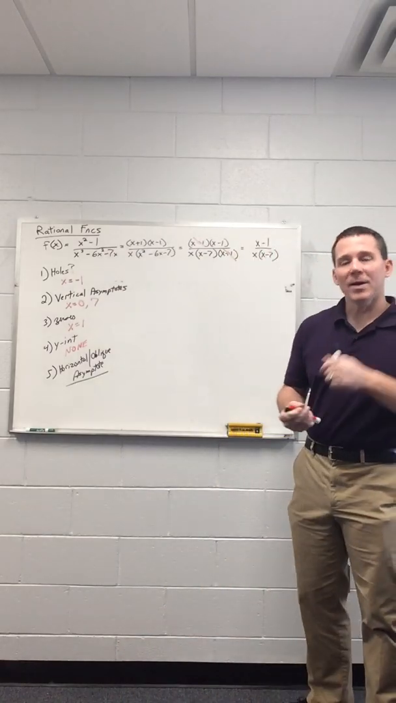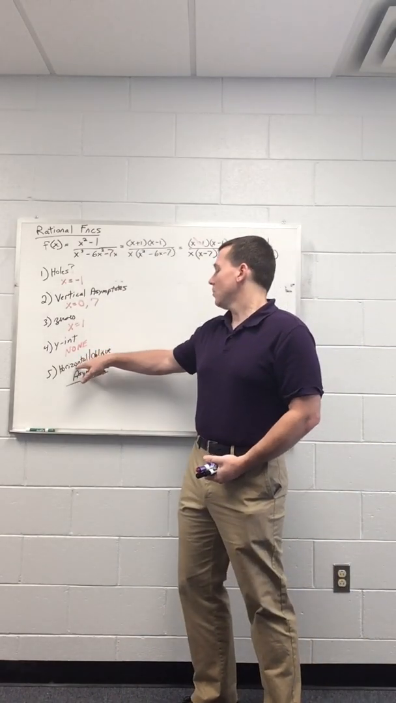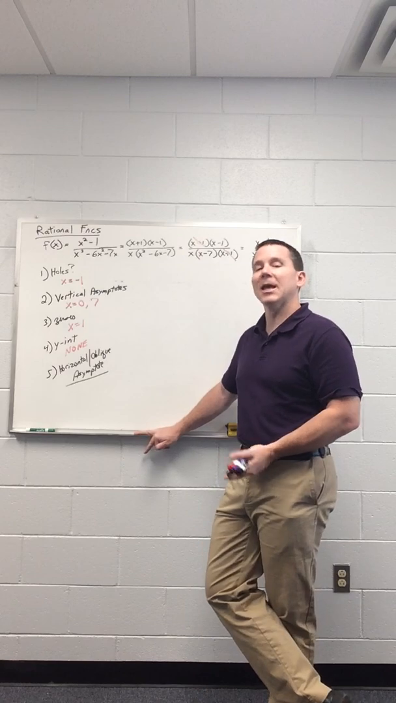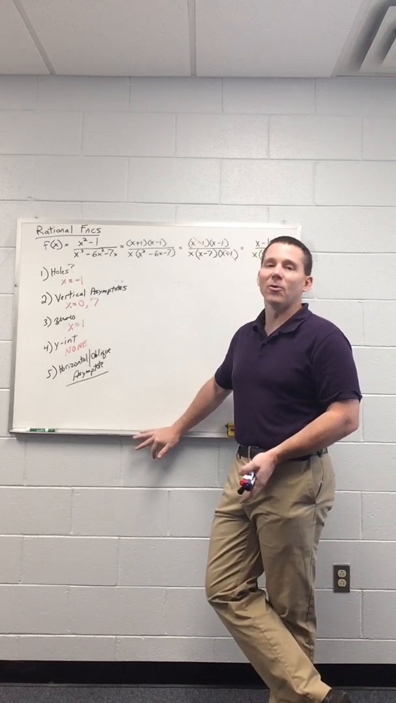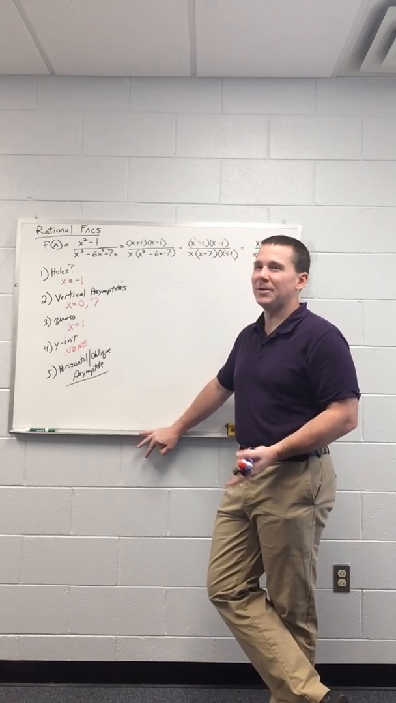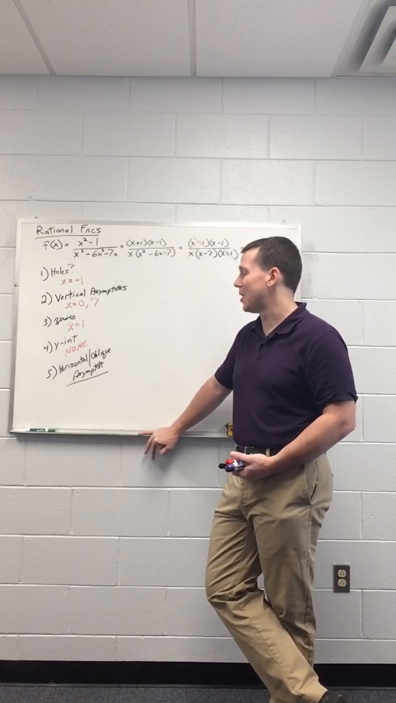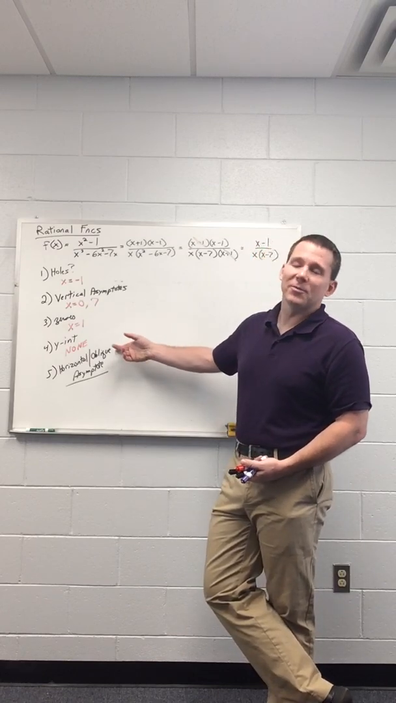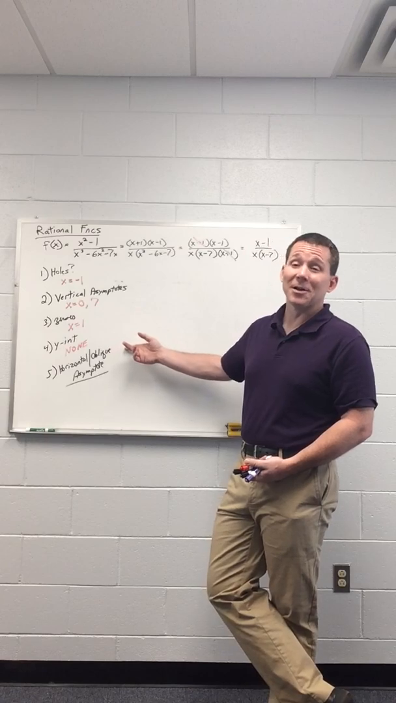Okay, and one thing to keep in mind, we do not have a horizontal and an oblique asymptote. You have a horizontal or an oblique asymptote, one or the other. Don't try to find both, you can only get one. The word oblique, if you're confused, just means non-horizontal and non-vertical.